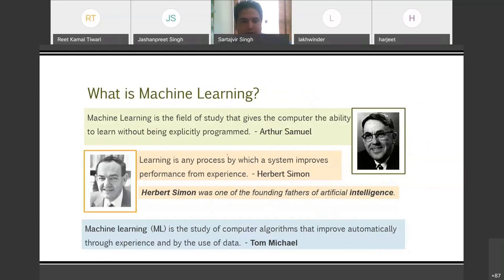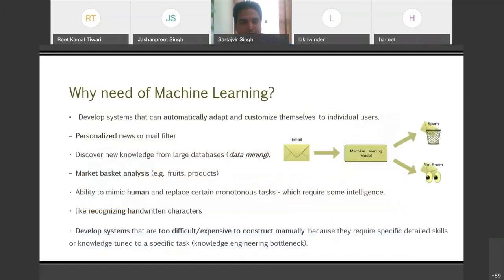So the first point is, what is machine learning? According to Samuel, machine learning is a field of study that gives the computer the ability to learn without being explicitly programmed. And according to Herbert Simon, one of the founding fathers of artificial intelligence, learning is any process by which a system improves its performance from experience. This definition was further refined by Tom Mitchell, who says that machine learning is a study of computer algorithms that improve automatically through experience and by use of previous data. So why is there a need for machine learning? Nowadays, we have a lot of data, and we have to scrutinize it to keep only the desirable data.